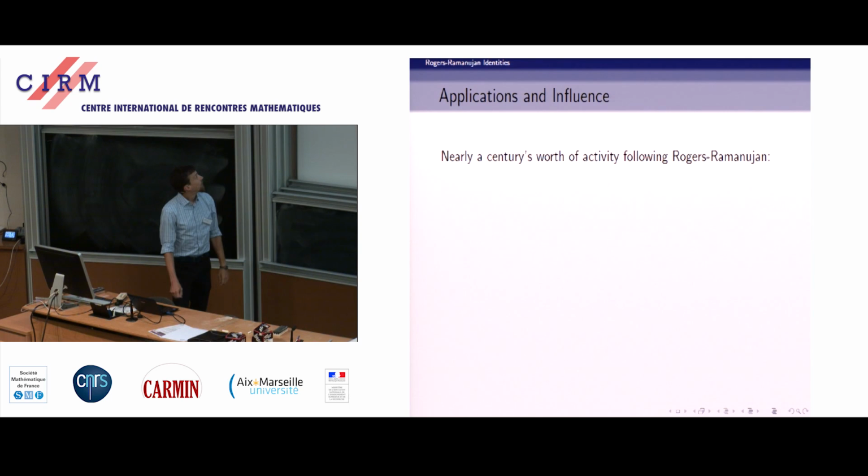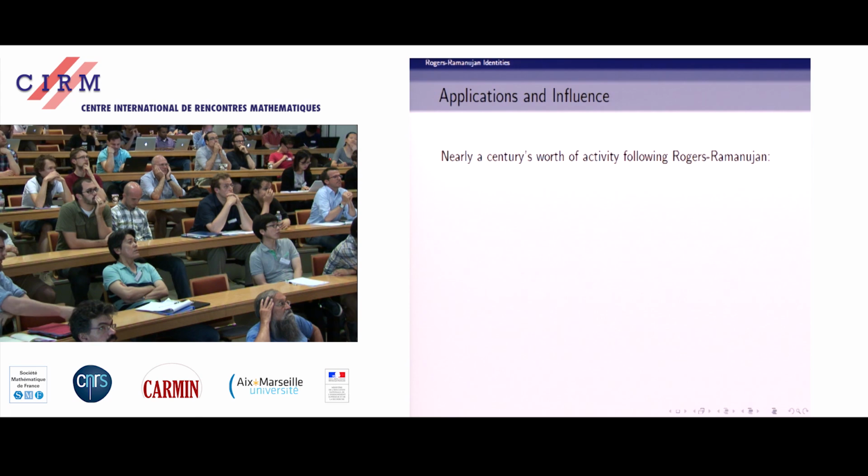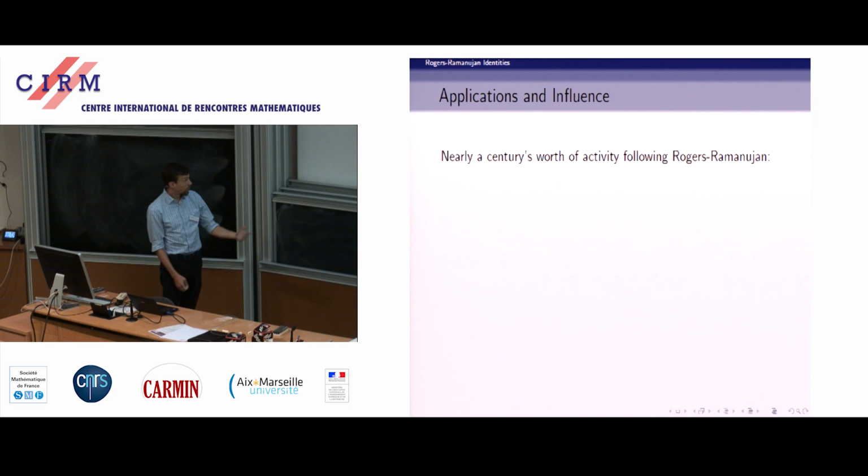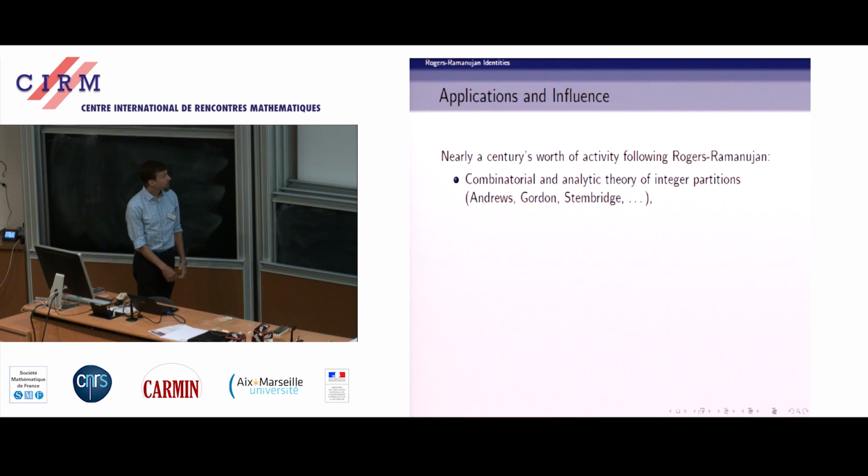But so, as I said, the Rogers-Ramanujan identities have been highly influential in the near century since they were, well, first published. I suppose they occurred earlier than that in Rogers' work, where they were somewhat hidden and lost until they were found when Ramanujan independently proved them. But they have inspired subsequent work and generalizations in the combinatorial and analytic theory of integer partitions, with some vast generalizations due to Andrews, Gordon.